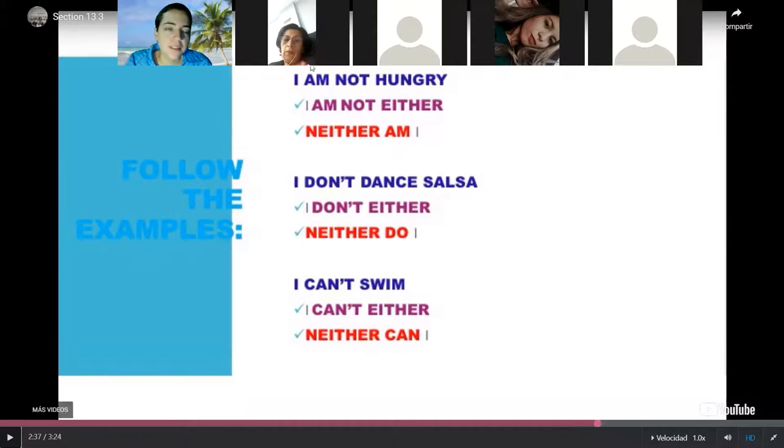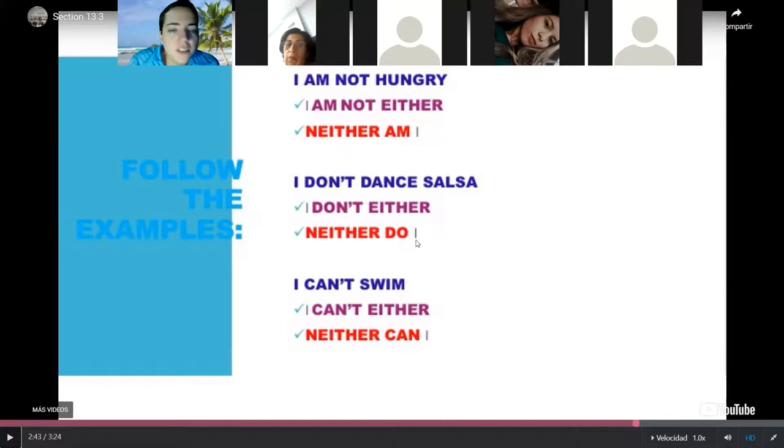Ustedes se preguntarán, pero ¿por qué anteriormente dijo que era afirmativo? Okay. Because here it says, I am not either. En el otro empieza el principio. Neither am I. Okay. Pero se utiliza siempre para una oración que sea negativa. All of the sentence is talking about negatives, okay? Now, you can use either at the end, and you're going to use neither at the beginning. I don't dance salsa. I don't either. Neither do I.